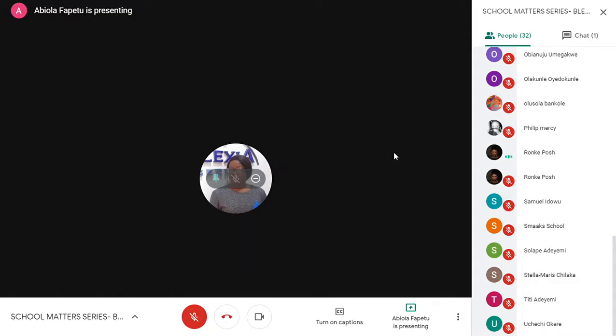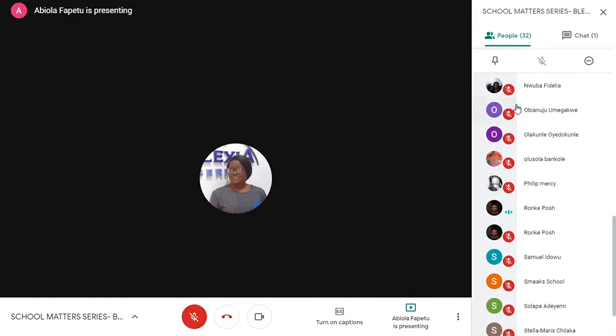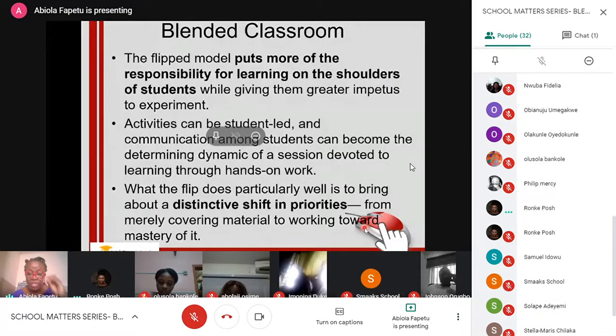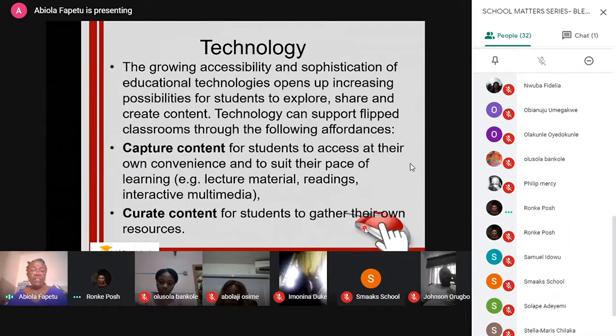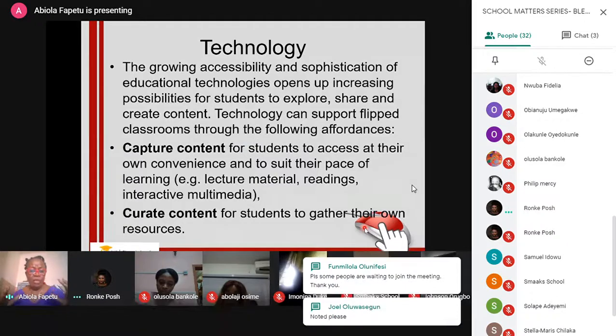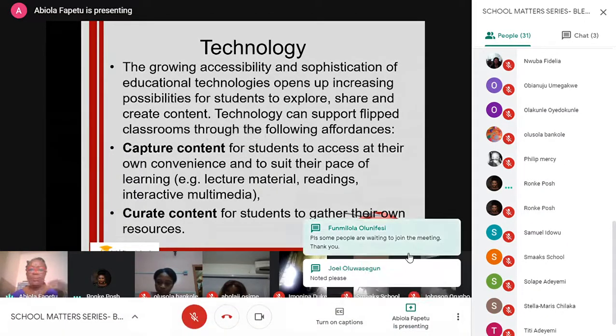The flipped classroom actually just helps to do a distinct shift in priority from merely covering the material to working towards the mastery of that material. And so technology just comes as a supplement, as a helper for the whole process. So it helps you capture your content.